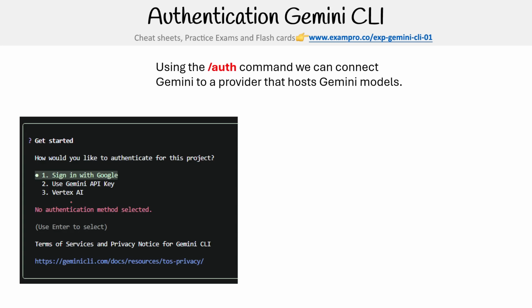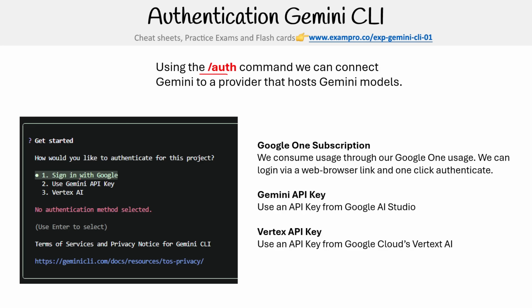To authenticate, there are 3 options. We use the /auth command. They don't use login for whatever reason, but they call theirs auth, and it will give you something that looks very similar to Codex or Claude Code, but the options are a little bit different. We have sign in with Google, use Gemini API Key, or Vertex AI.